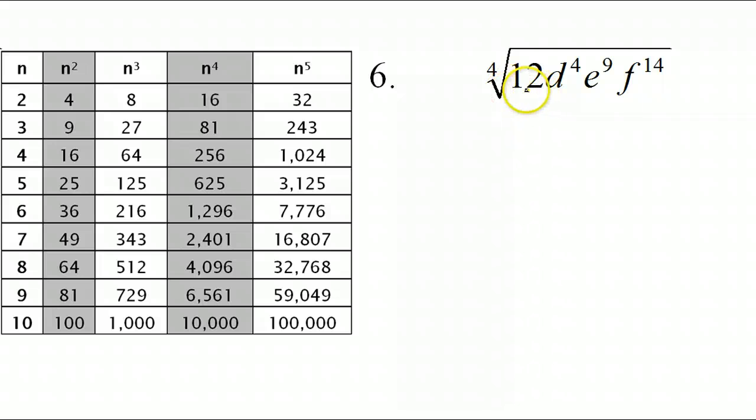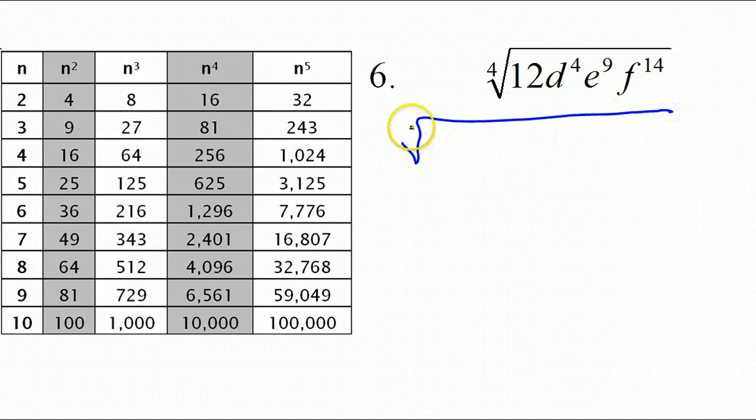Number 6. 4th root. We've got this 12. So because I'm doing 4th root, I'm going to be looking in the 4th power column. Not only is 12 not on the list, but there's no number smaller than 12 that's on the list. That means that 12 is just stuck. Nothing I can do with it. So that 12 is going to be there until the end of the problem.